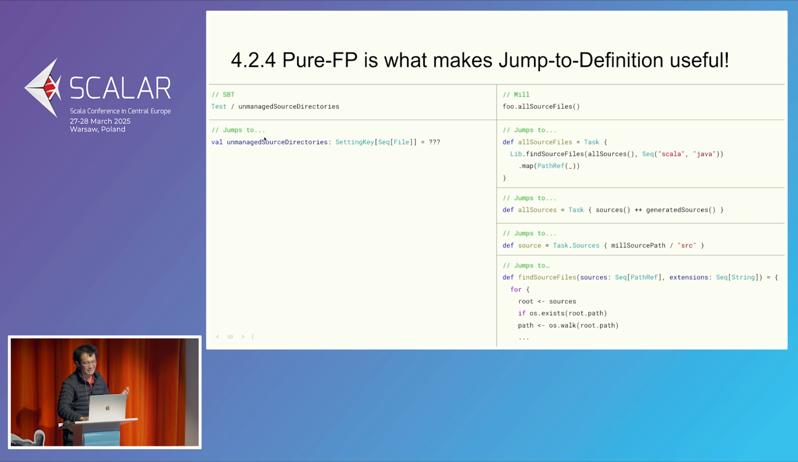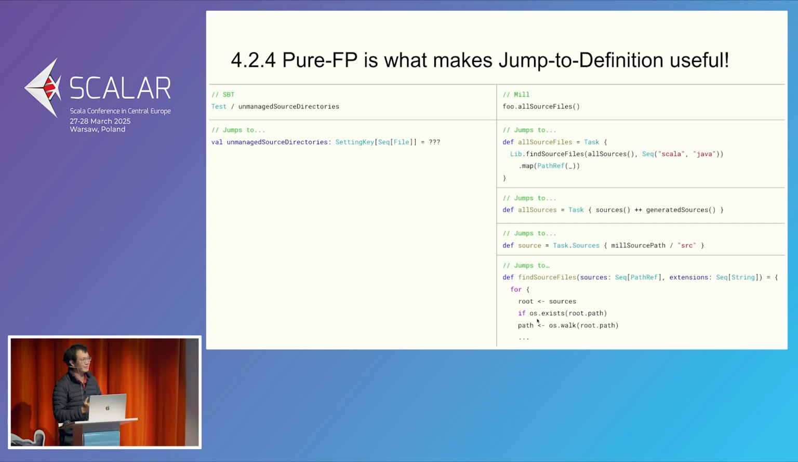So for example, in SBT, you jump to unmanaged source directories, you basically get a stub. It doesn't tell you anything about the computation. In Mill, you have all source files. You jump, you get find source files. You jump to all sources, you get sources plus generated sources. You jump to sources, you get this. You can jump to find source files, you get the definition.